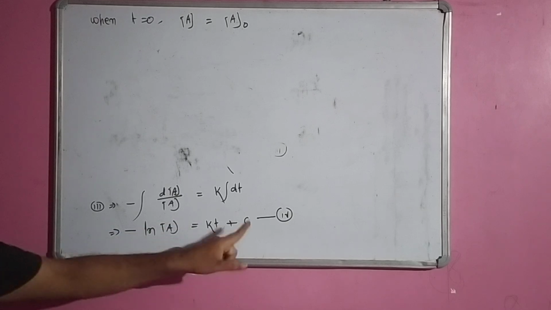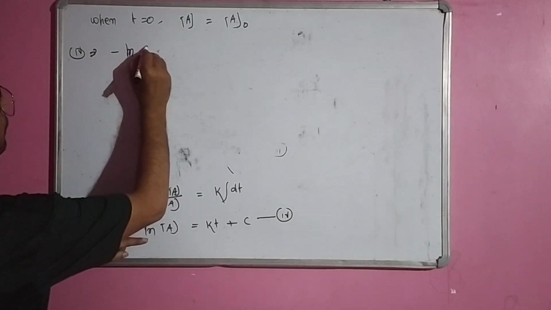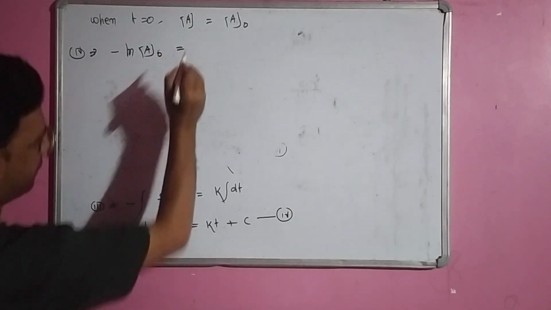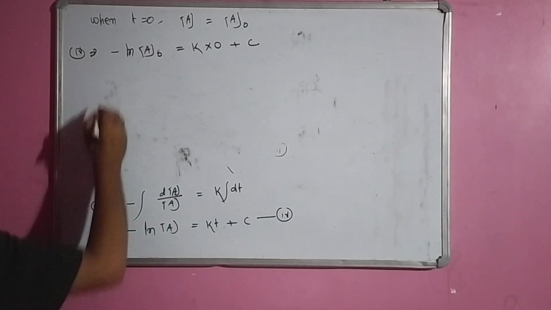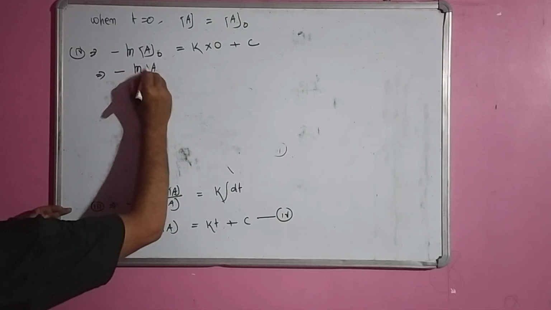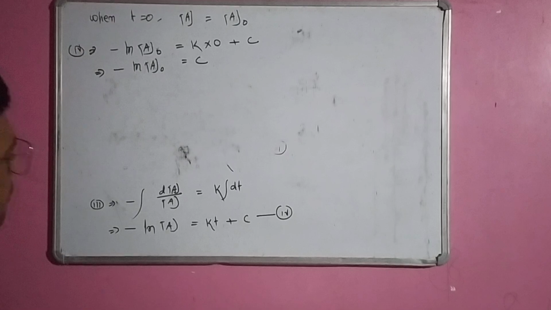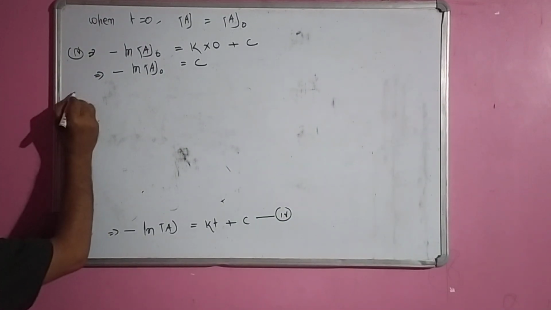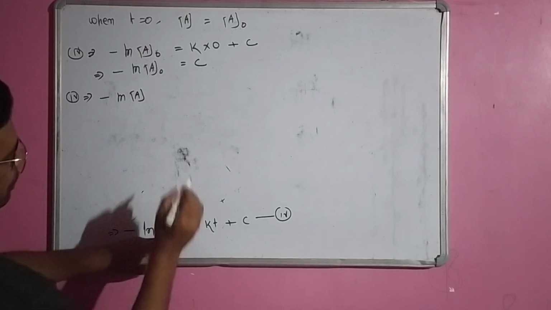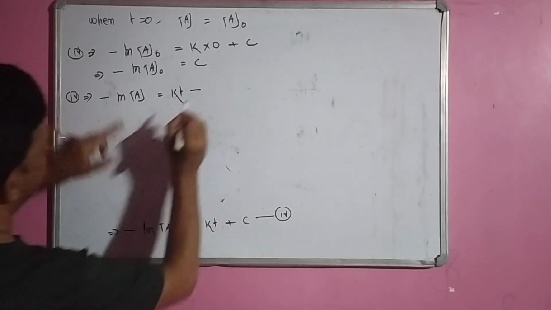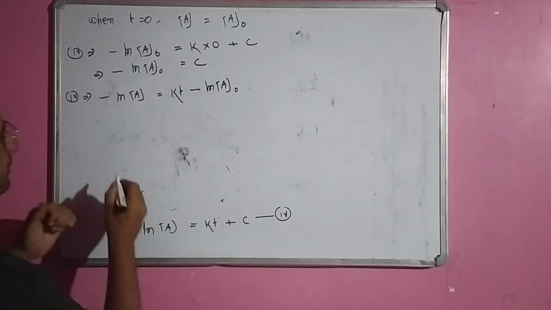So putting this value in equation number 4, we get ln A naught is equal to K when time was 0, plus C. Minus ln total concentration of reactant is equal to C. Putting the value of C in equation number 4, we get minus ln concentration of A is equal to Kt minus ln A naught, total concentration of reactant.